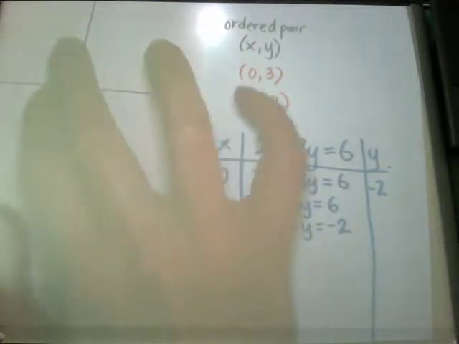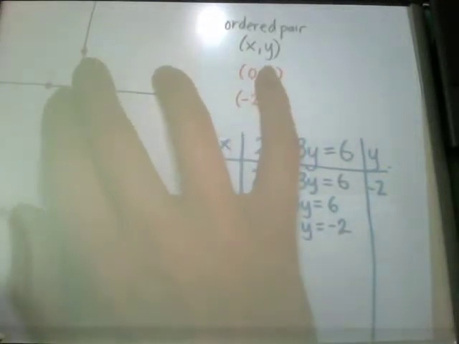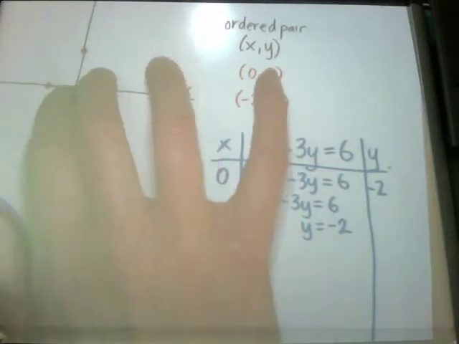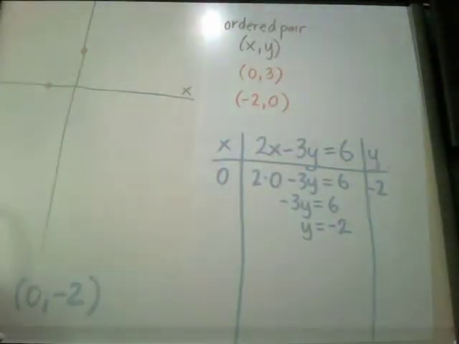If you only do 2, you can connect any 2 points into a straight line, but they may not be correct. So you have to get 3 points.